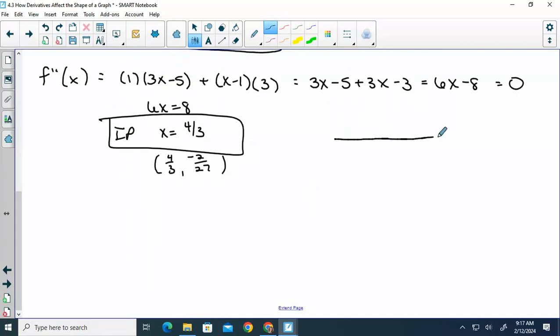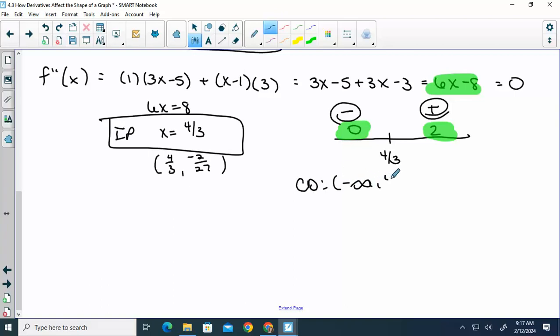And for our concavity, we have to have a sign line. So we are putting those into the second derivative before we equaled it to 0. So put in a 0, you get a negative, put in a 2, you get a positive. So our graph is concave down to start with.